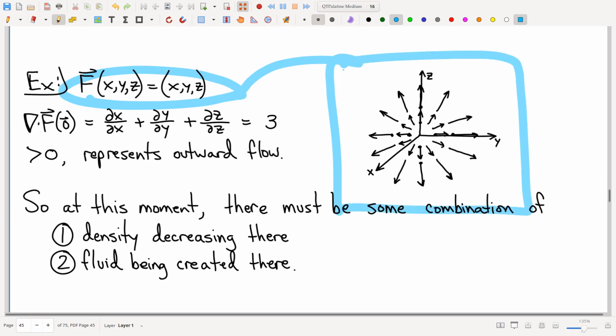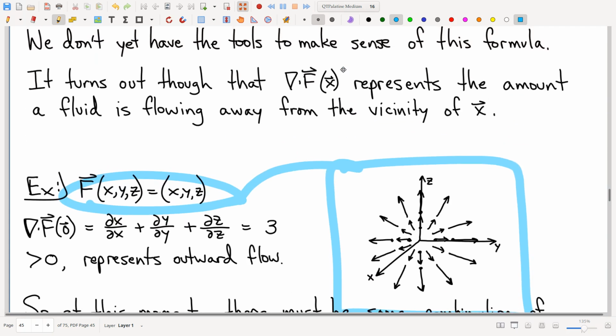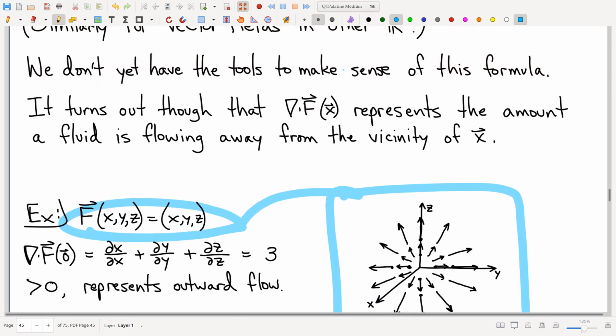Oh, yeah, go ahead. So you worded it as the amount of fluid flowing away from the vicinity of X. Yep. That's right. But we could represent X as a point, so why are you saying vicinity? Is that something specific?